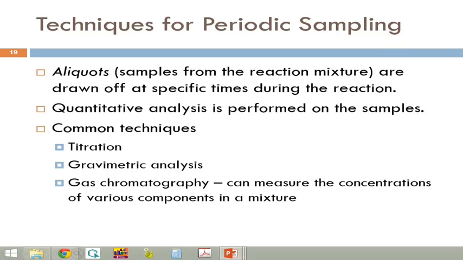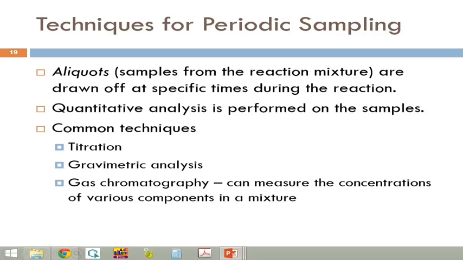So for periodic sampling, what we do is we have this reaction going on, and we're going to take aliquots, that's the fancy word for samples. We're going to take an aliquot, a sample, out of the reaction mixture and measure the concentration of one of the reactants or products. And we'll measure the time that we took it out so that we can get a point to make a graph out of. And so we're going to use some sort of a quantitative analysis technique to measure the concentration. There's lots of different things that could be done. You could do a titration.